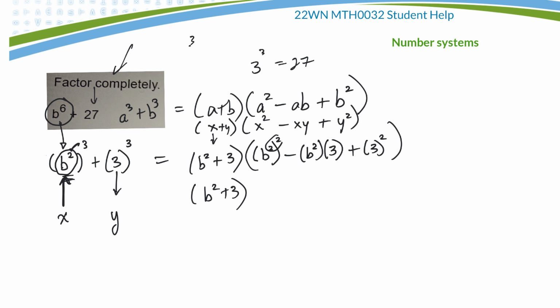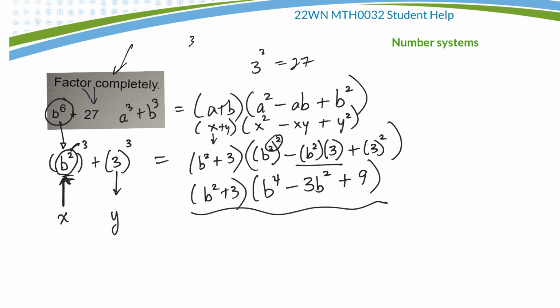Next one, b squared squared, multiply those, so that'll be b to the 4th. Just rewrite these with the number out front, so minus 3b squared plus 3 squared is 9. And there's the factorization of that.